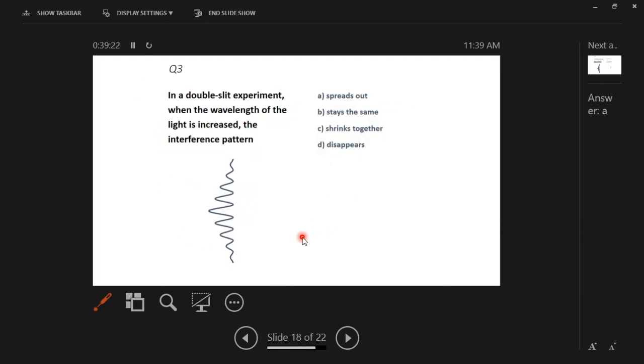What do you think about this one? In a double slit experiment, when the wavelength of the light is increased, what happens to the interference pattern? This is an interference pattern, and this direction actually shows us the intensity. Wherever the intensity is high, like here and here and here, you have a bright fringe, and at these locations you have a dark fringe. So the question is, what happens to this pattern if you increase the wavelength of the light you are using?